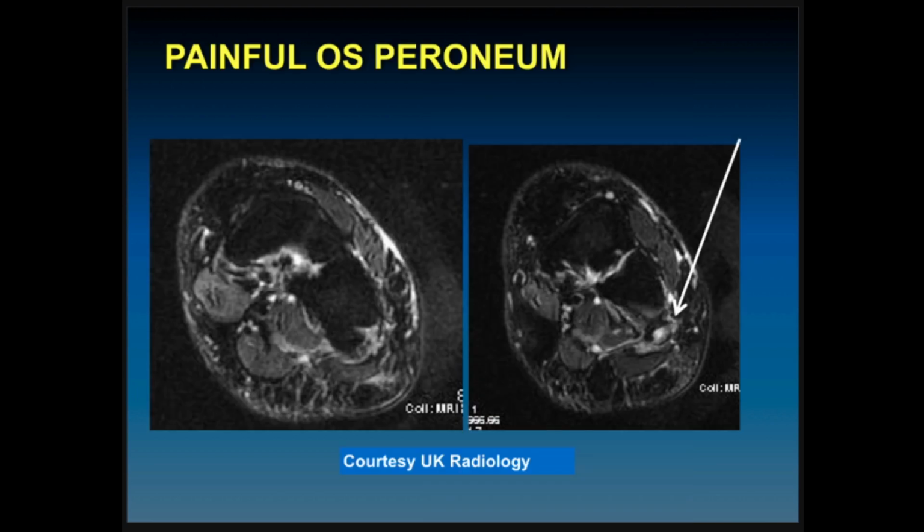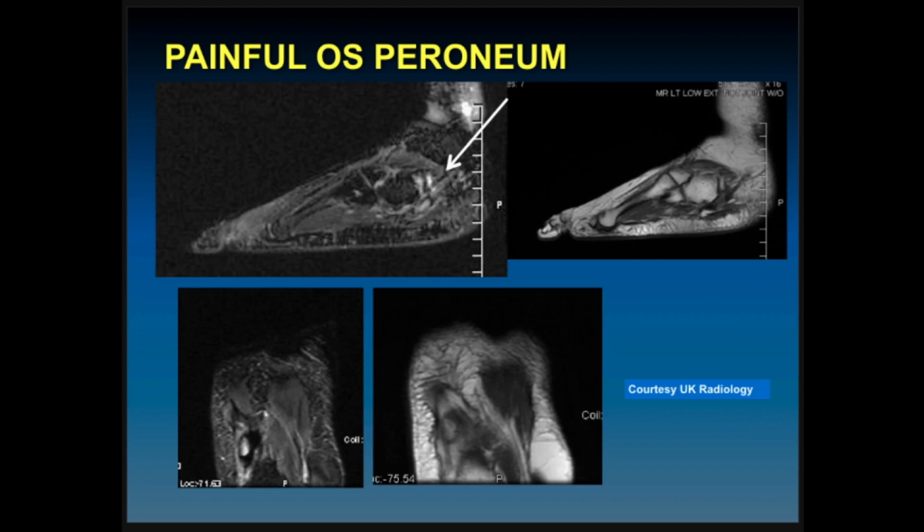There can be a painful os peroneum. This is when an MRI scan may be helpful. As shown by the arrow, this white in the tendon sheath and the bone indicates a painful os peroneum. Seen on the lateral view, you can see the peroneal tendons coming down to insert, and that increased signal indicating a symptomatic os that may require removal surgically.